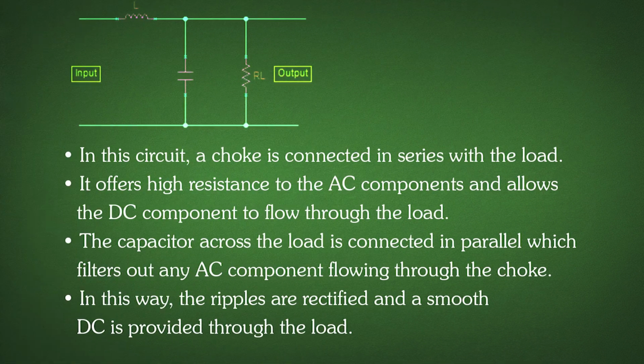In this circuit, a choke is connected in series with the load. It offers a high resistance to the AC components and allows the DC component to flow through the load. The capacitor across the load is connected in parallel, which filters out any AC component flowing through the choke. So, in this way, the ripples are removed and a smooth DC is provided through the load. Now, let us discuss some advantages of LC filter.